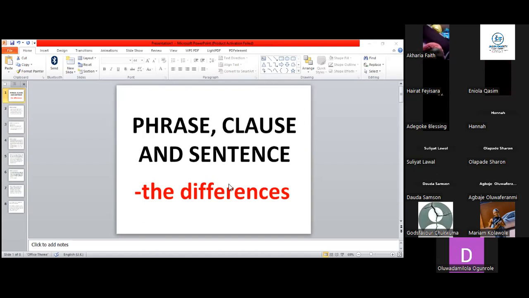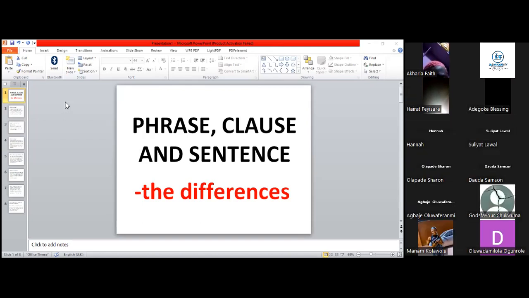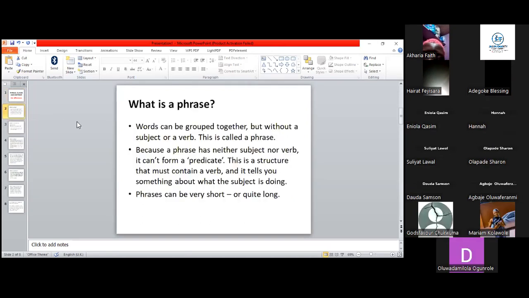So for us to differentiate between a clause and a sentence, we need to visit what a phrase is. Because basically, a phrase is the beginning, or let's say the foundation, of how a sentence is built grammatically. So without further ado, we'll go into the definition of these terms. Now, let's begin with a phrase. What is a phrase?